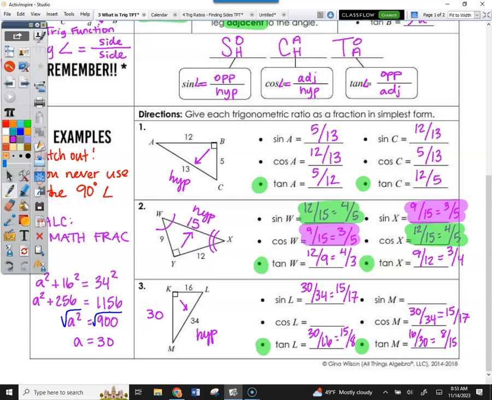What did you get for the ratio for cosine L? 16 over 34. Very good. And what does that reduce to? 8 over 17. So Ryan's got it, Anna's got it, and Anthony's got it. Somebody tell me what trig function will have the same answer as cosine L? Sine M. Very good.